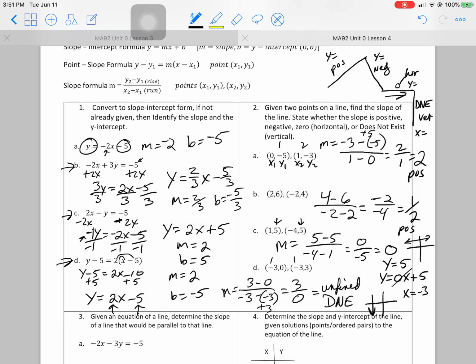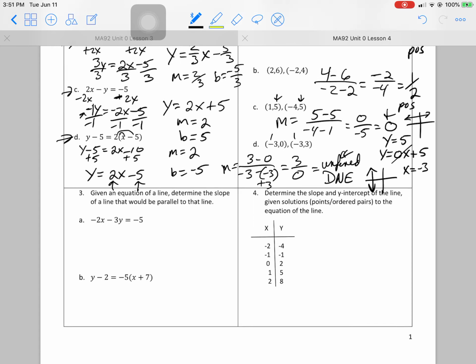So that's over here. It's going to go up and down in a vertical direction over a negative 3. Okay, so that's a slope that doesn't exist, whereas this is a slope that's 0. Okay, hopefully that's all coming back to you.